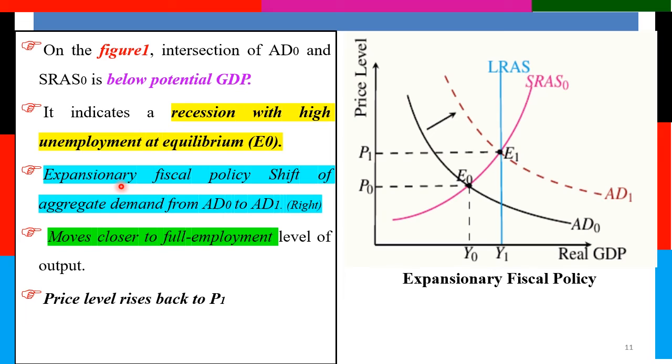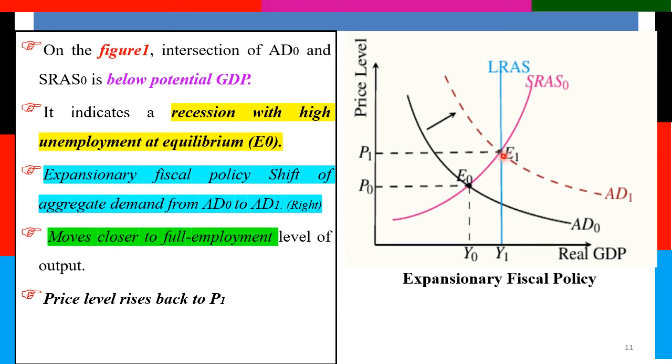In general, expansionary fiscal policy causes a shift of the aggregate demand curve from DD0 to DD1, that means from this black line to the red line. During the expansionary fiscal policy, the aggregate demand curve is shifted to the right. It shifts outward here, and the equilibrium shifts from E0 to E1.